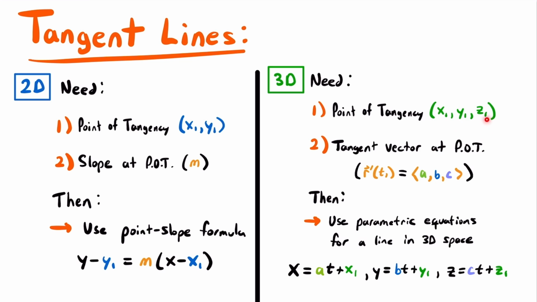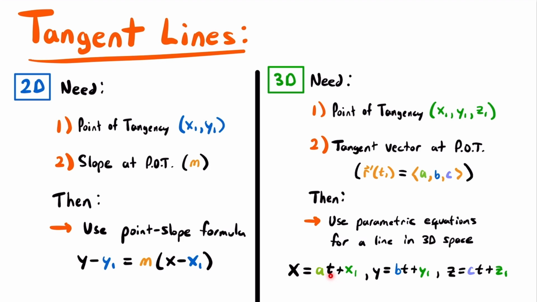Then, once you have the point of tangency and the tangent vector at a point on a space curve, you can find the tangent line by using the parametric equations for a line in 3D space. All right, remember from earlier in Calculus 3 that you can represent a line in 3D space using these parametric equations.